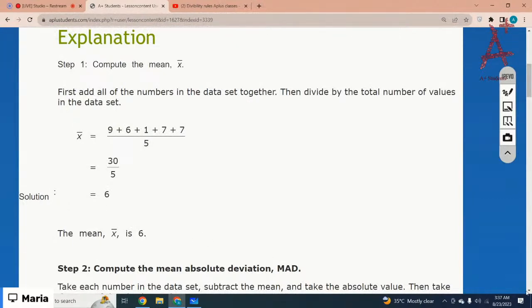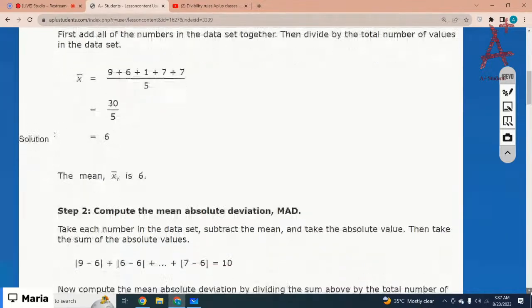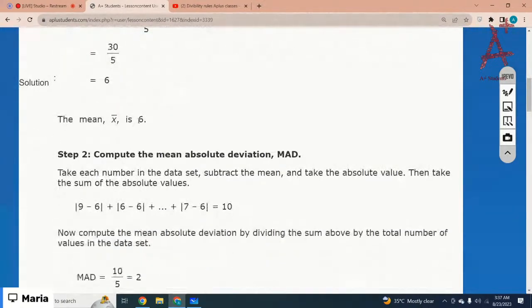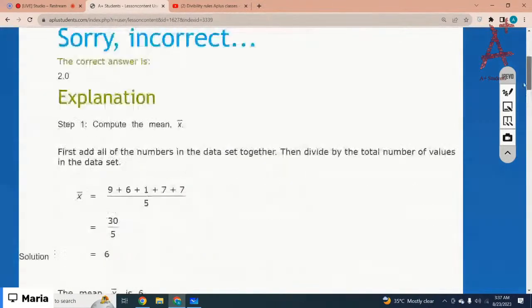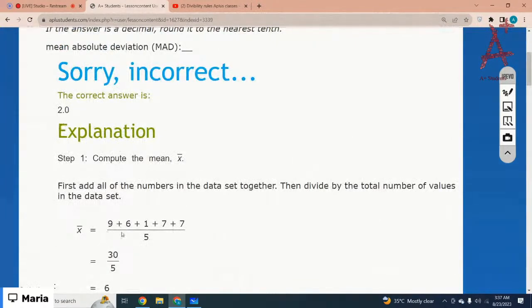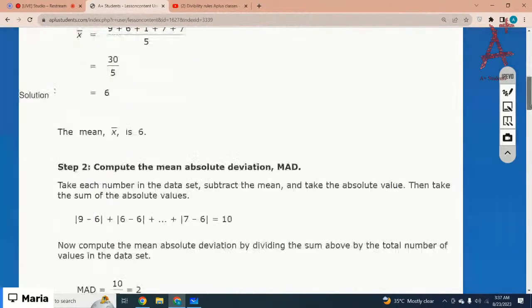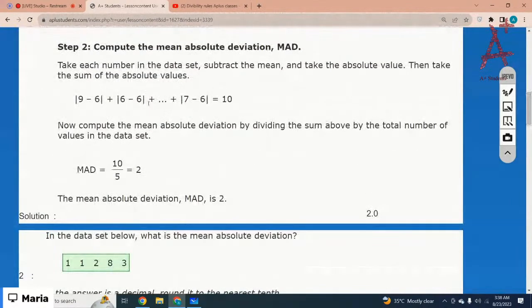Now you have to calculate mean absolute deviation. So what you have to do for mean absolute deviation, you have to subtract every value from the 6, right? 9 minus 6, 6 minus 6, 1 minus 6, 7 minus 6, 7 minus 6. And you have to calculate their absolute values, right? It would be then 10. Then you have to divide this value by 5. So you can see the mean absolute deviation is 2. Let's just start with the practice questions.